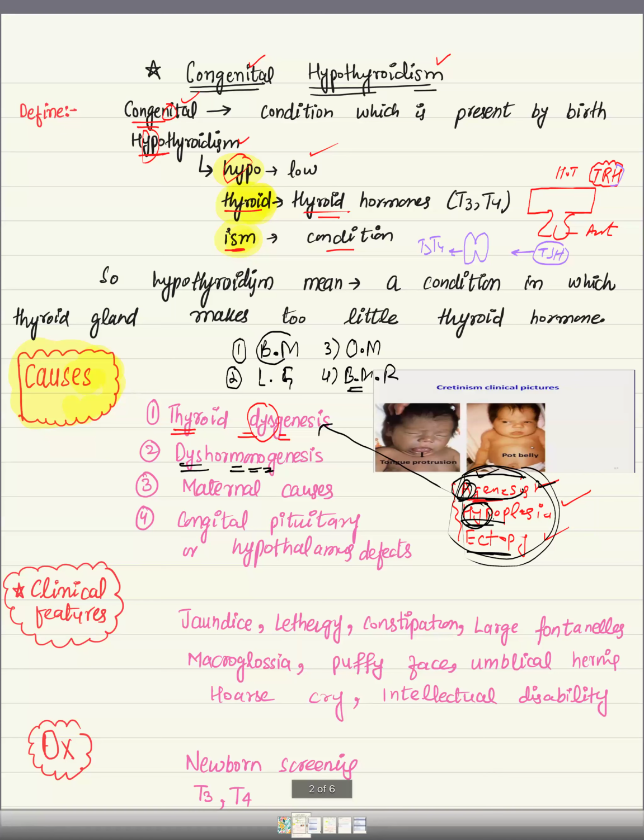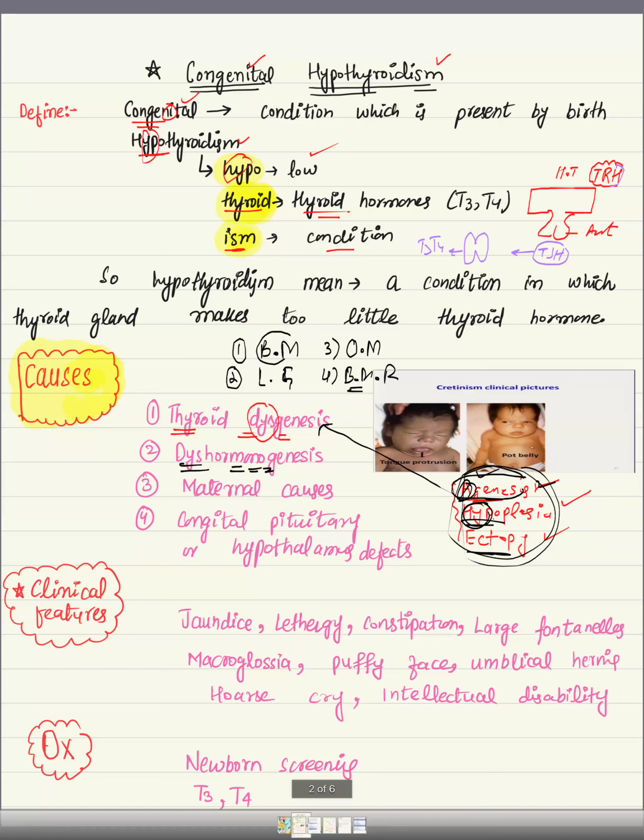And the other important symptom is large fontanelles. Again, just remember thyroid hormones are very important for brain growth and maturation. So when you have low T3, T4, your bone ossification is going to be delayed. Your bone ossification is not going to occur. So when your bone ossification does not occur, your fontanelles become larger than normal.